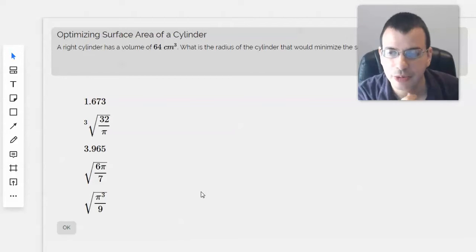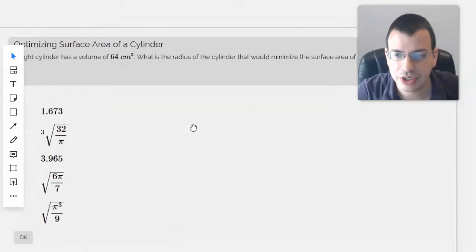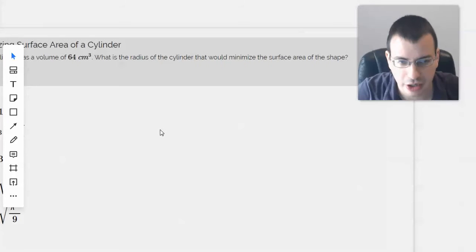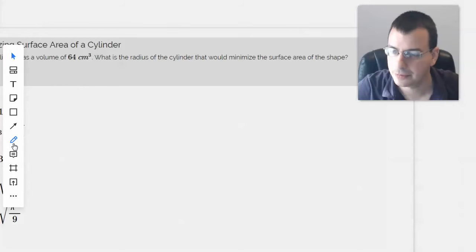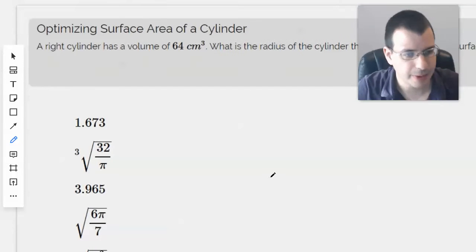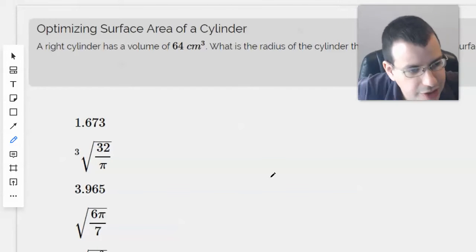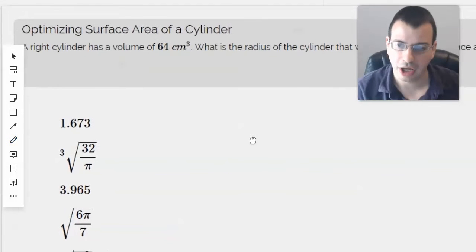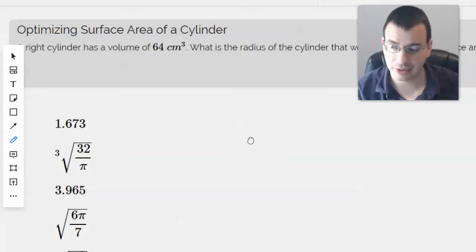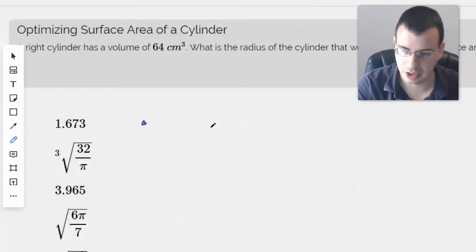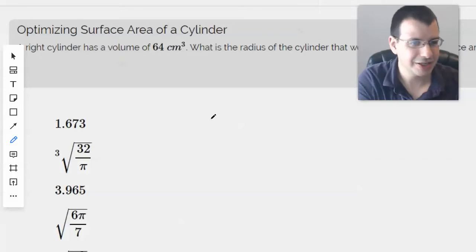A right cylinder has a volume of 64 cubic centimeters. What is the radius of the cylinder that would minimize the surface area of the shape? Okay, so this is like the old problem where you have to make a pop can at a factory and you want to minimize your use of materials. Imagine there is significantly more thought that goes into making a pop can than this, but it's an example.